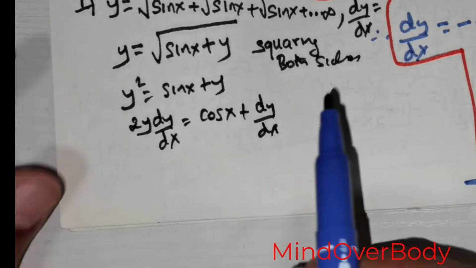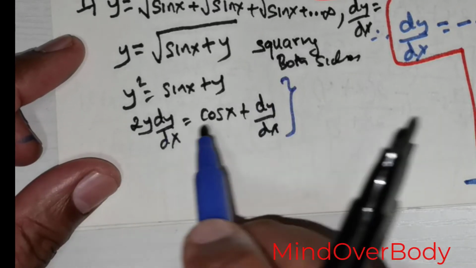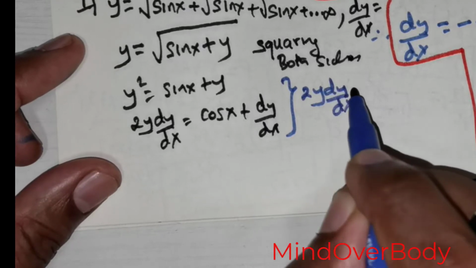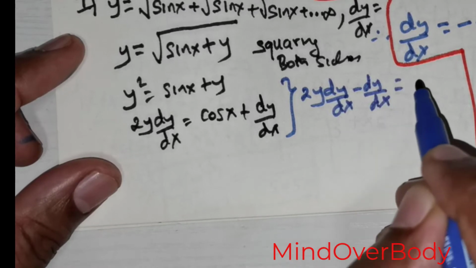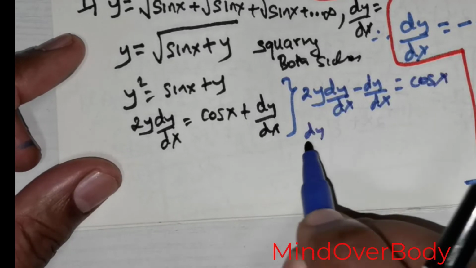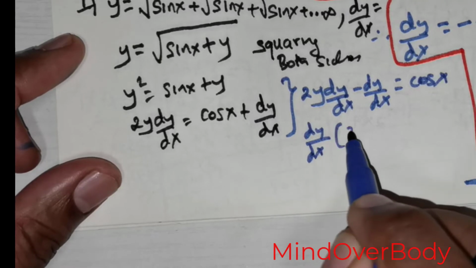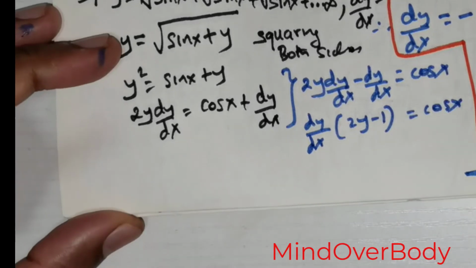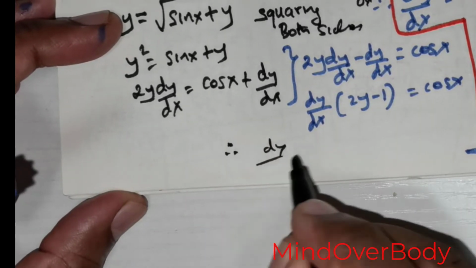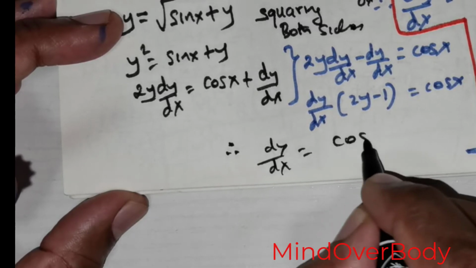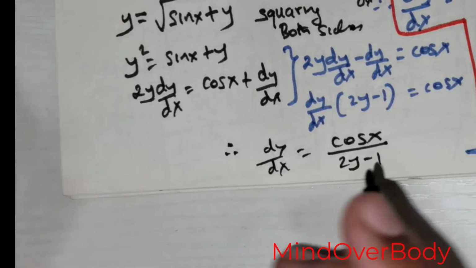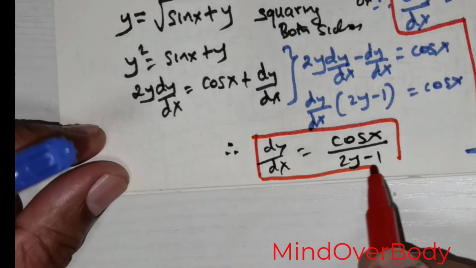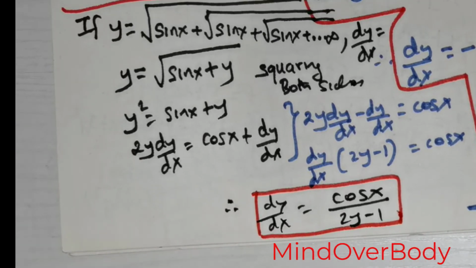Now I would push this dy over dx to the other side, so that would give me 2 times y dy over dx, negative dy over dx is equal to cos x. So from here I can write dy over dx of (2y negative 1) is equal to cos x, and clearly we can see that therefore dy over dx is equal to cos x over (2y negative 1). So this is a good place for us to stop.